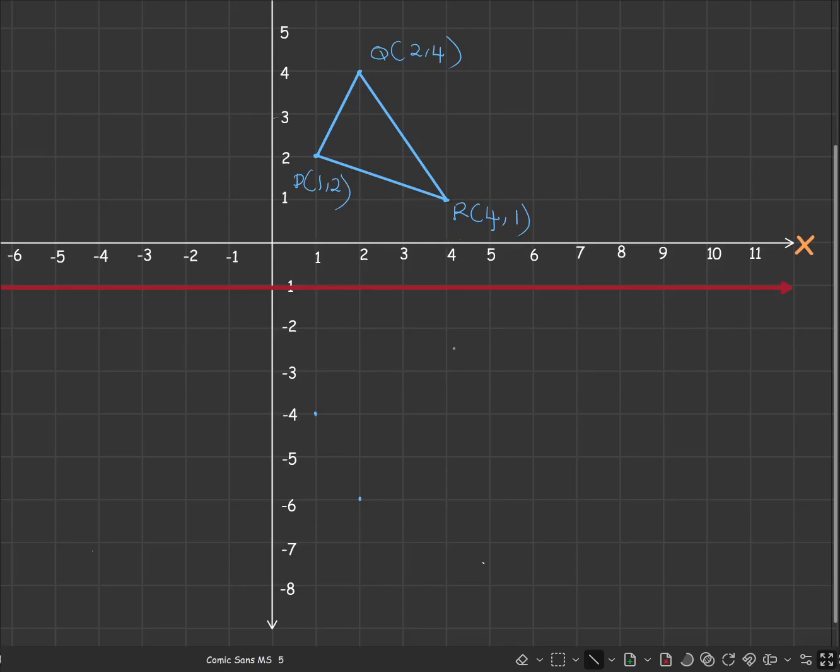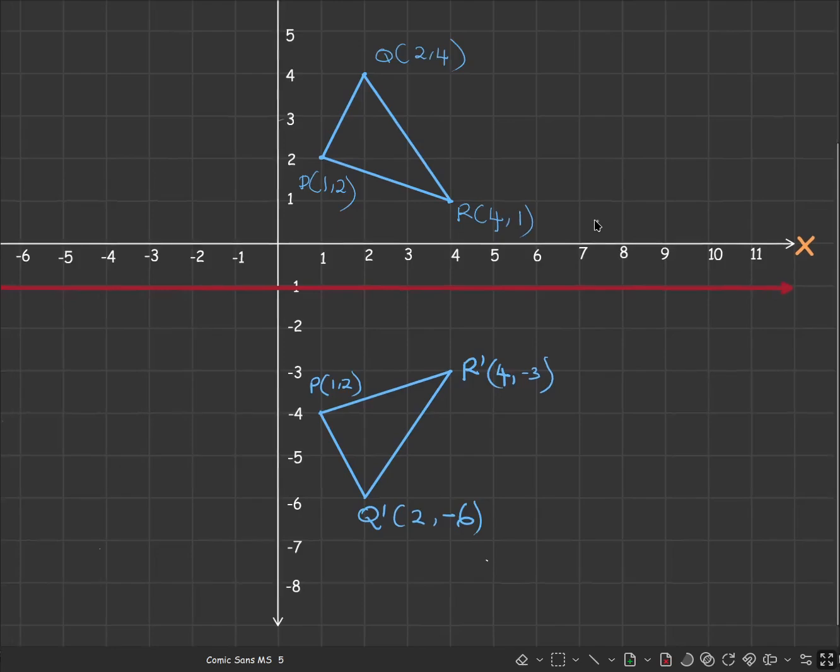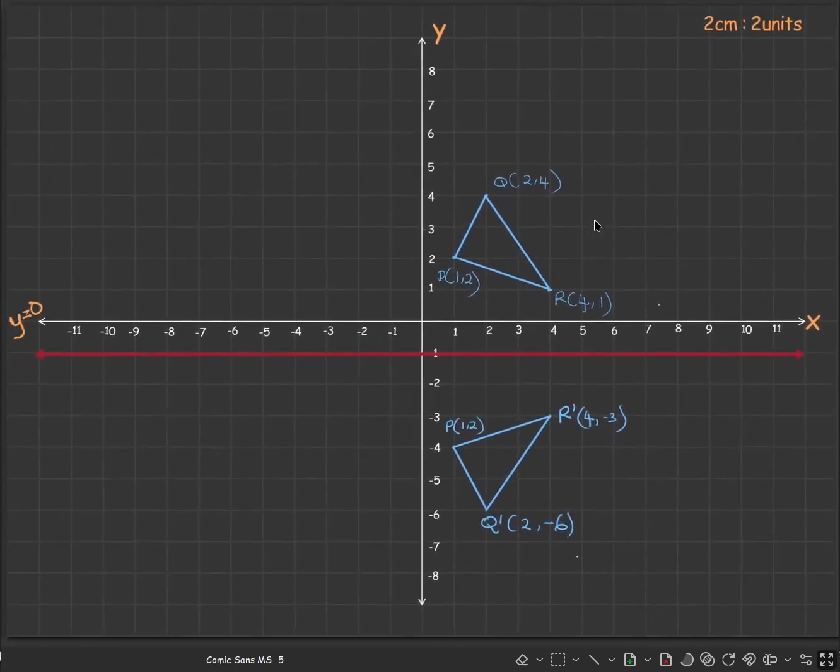So the 4, -3 comes over here. This is where our point is going to be. So what you do now is you join your points, and you don't forget to label as well. Let me put the labels in there. Yes, so this is how it's going to look when we reflect this shape over our mirror line, which is y equals -1. So basically, this is how we do our reflection.